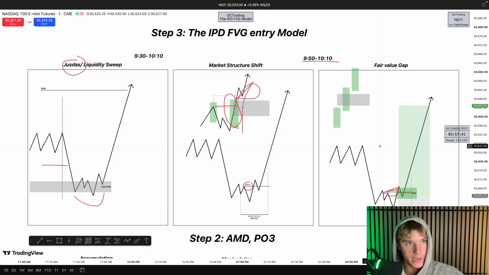Now, I'm going to give you extra confluences and show you live examples of an A plus setup. What else do we need for it to be an A plus setup? We need a couple things.